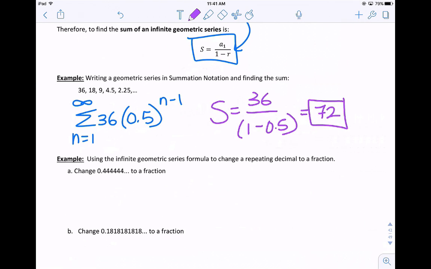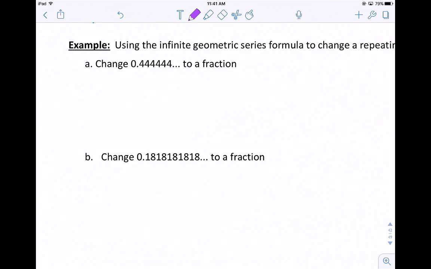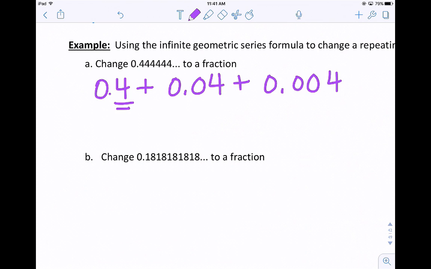So if you add up all of these terms, all the way down to 0, we get 72 for the sequence. We can do that to change repeating decimals to fractions by first changing 0.444 repeating into a sequence. So here's the first term. The second term, we would have 0.04 because we already have the first 4 there. The third term, we would have 2 zeros and a 4 because we already have 2 4s right there, and so on.